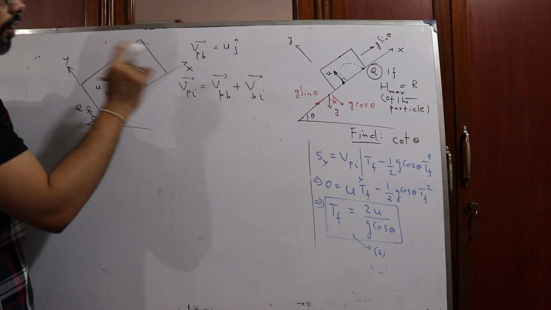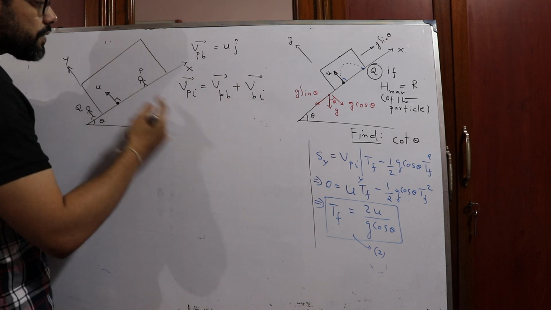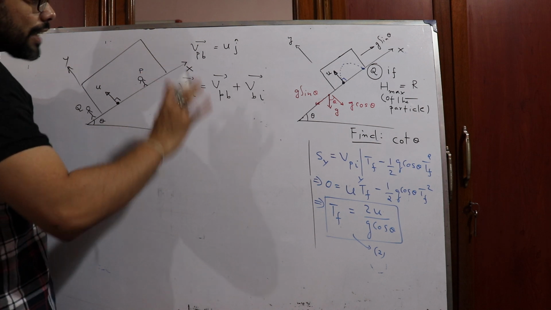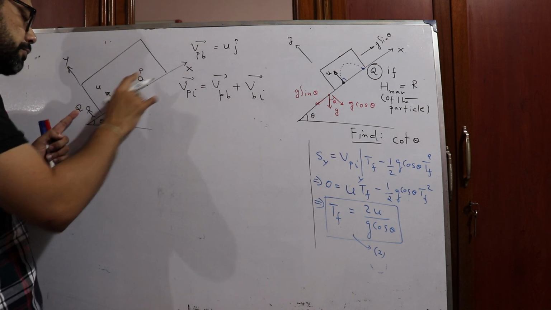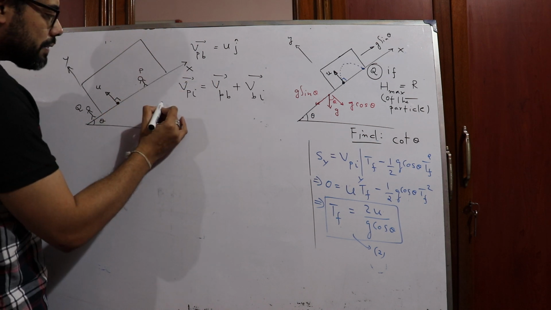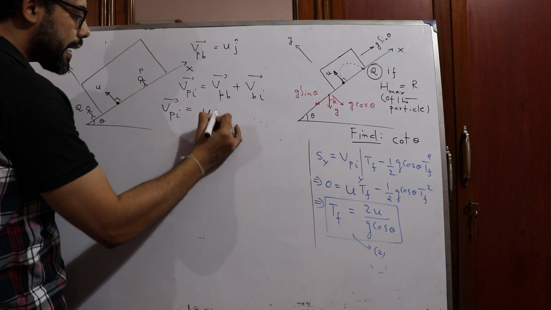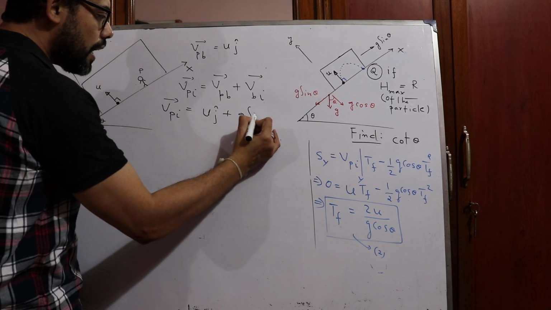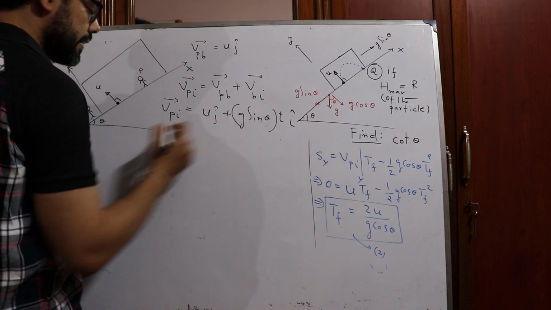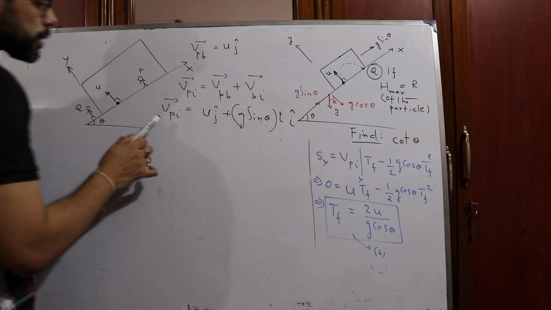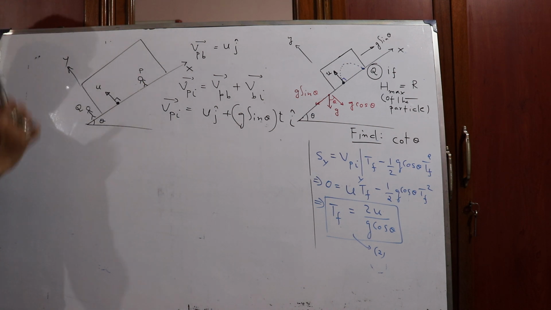Now, what is the key concept in this particular area? By changing this frame of reference, you have actually managed to find out the velocity of the particle with respect to the inclined plane. And you got something like this: velocity of particle with respect to inclined plane equals u j cap plus g sin theta into t, for an instant of time t, i cap. So you have expressed the velocity of the particle with respect to the inclined plane, that means for this observer.